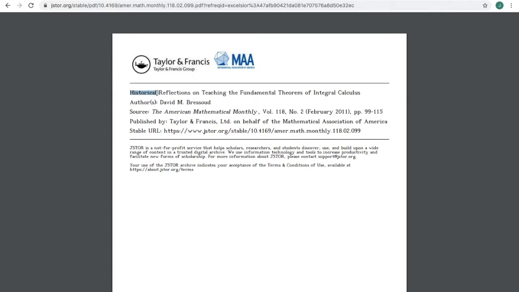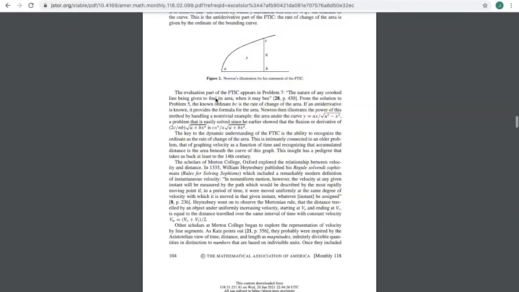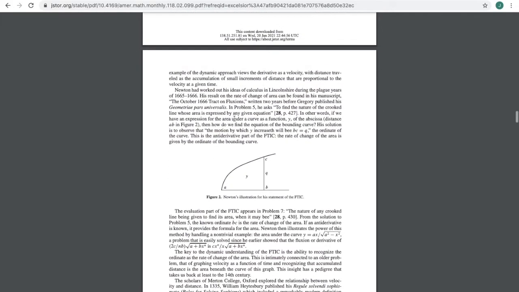So this paper is called Historical Reflections on Teaching the Fundamental Theorem of Integral Calculus. It's by David M. Bressoud, and if you want, you could take a look at it. Now let's go to what Newton has to say on page 104. So Newton had worked out his ideas of calculus in Lincolnshire during the plague years of 1665 to 1666. So Newton invented calculus during the plague.